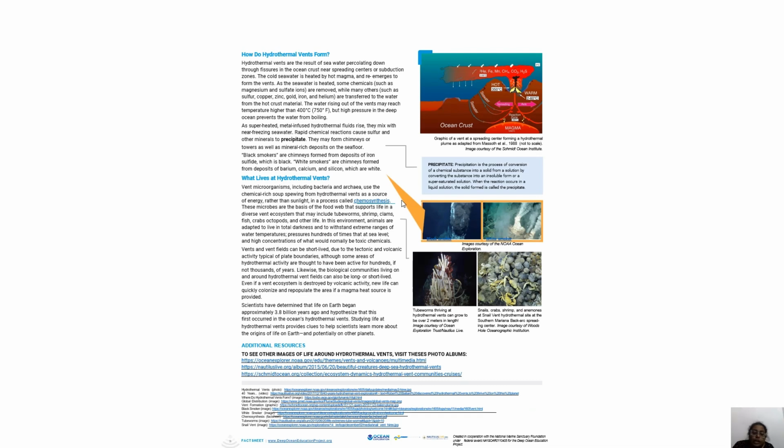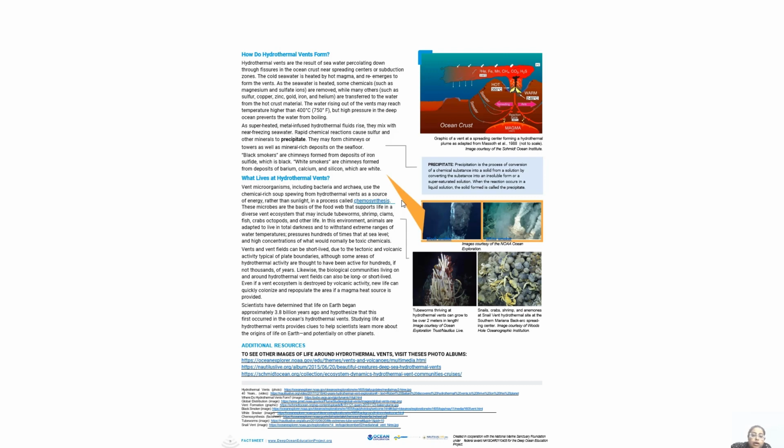So, how do hydrothermal vents form? Hydrothermal vents are the result of seawater percolating down through fissures in the ocean crust near spreading centers or subduction zones. The cold seawater is heated by hot magma and re-emerges to form the vents. As the seawater is heated, some chemicals such as magnesium and sulfate are removed, while many others such as sulfur, copper, zinc, gold, iron, and helium are transferred to the water from the hot crust material.